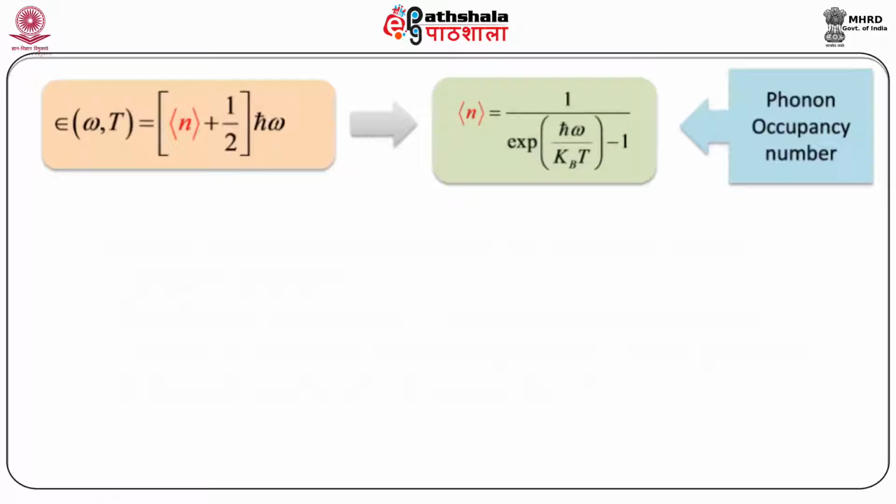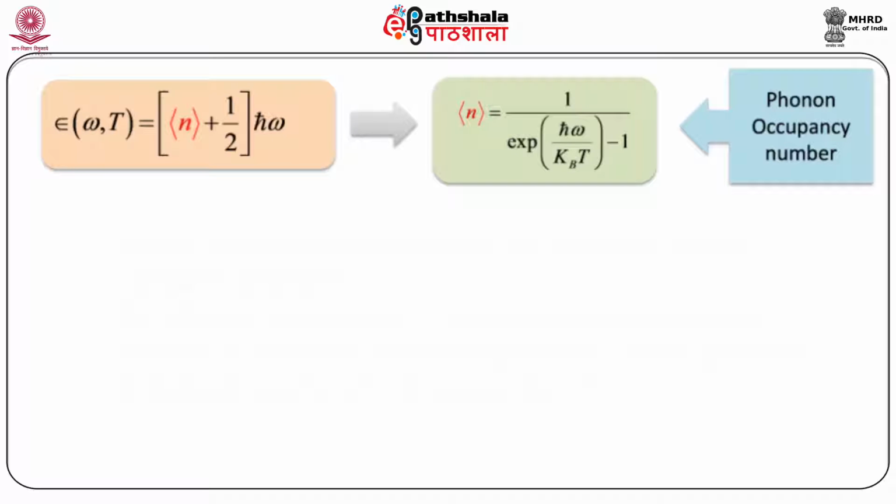Now, the summation over n equal to 0 to infinity of exponential minus n h cross omega by kBT is equal to 1 divided by 1 minus exponential minus h cross omega by kBT, and the summation over n equal to 0 to infinity of n multiplied by exponential minus n h cross omega by kBT is equal to exponential of minus h cross omega by kBT divided by [1 minus exponential minus h cross omega divided by kBT] whole square. Taking these two useful expressions into account, this finally leads to epsilon, a function of omega and T, equal to (average of n plus half) multiplied by h cross omega, where this average of n is called the phonon occupancy number and is equal to 1 divided by exponential h cross omega divided by kBT minus 1.